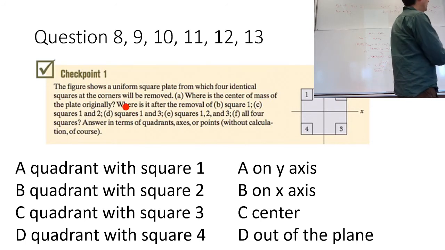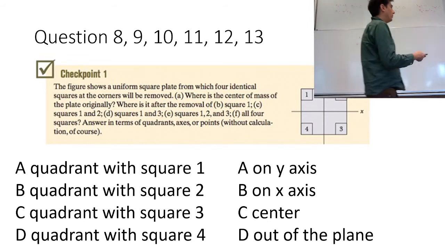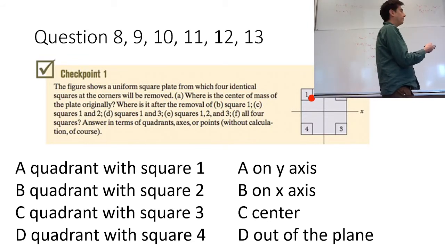Yeah, just in the middle, right? So it's just a square, obviously, center of mass is in the middle. Where is it after removal of, say, square 1? And you can say by saying which quadrant it's in. So this one, this one, this one, or that one. So maybe the quadrant is square 3?